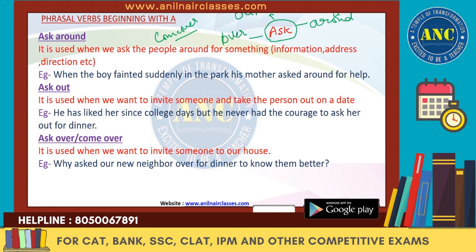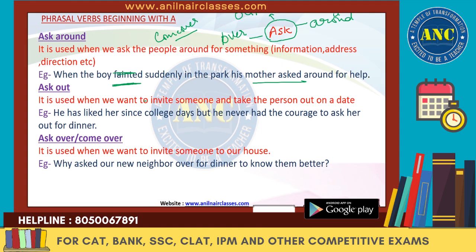I hope this helps you remember. It is used when we ask people around for something, like for information, address, direction, etc. So when a boy fainted suddenly in the park, his mother asked around for help. Got it? So he has fainted suddenly. See, this association is also very good. No, he fainted, it's an emergency. So now you want help. So the mother is asking everybody who is around, can you help me? Can you call someone? I want to take my son to the doctor.